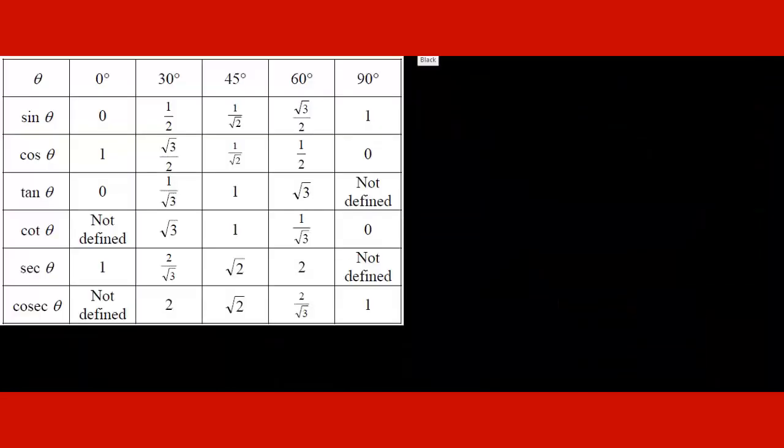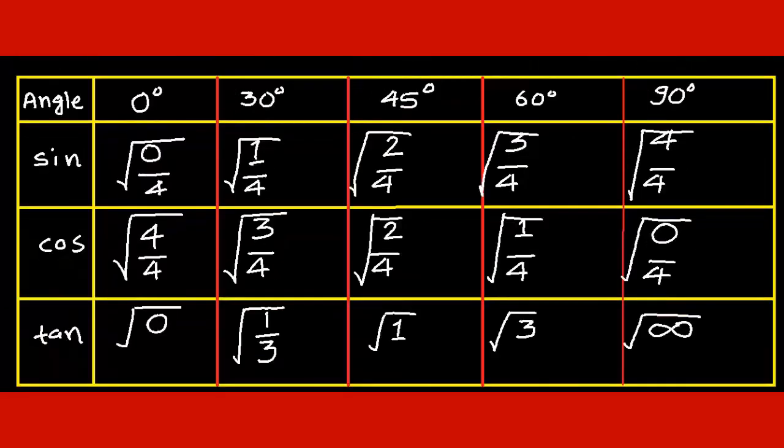Okay. Now here you can see the values: sine 0 degree is 0, for 30 it is 1 by 2, 45 it is 1 by root 2, for 60 root 3 by 2, and for 90 this is 1. For cosine, it's 1, root 3 by 2, 1 by root 2, 1 by 2 and 0. Similarly for tan, you can see the values. For tan 90, this is not defined. You can find cot from tan, sec from cos, and cosec from sine theta. Okay. Here you can see the previous values. You can see this table.